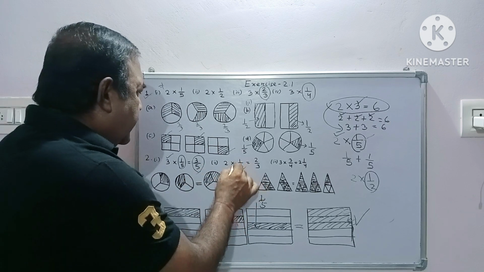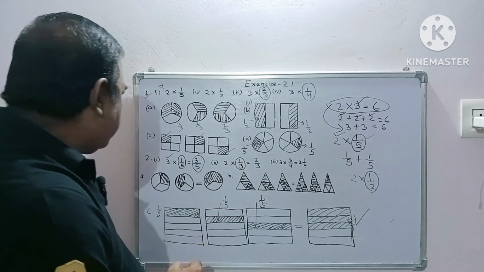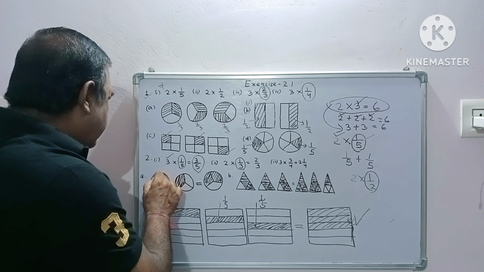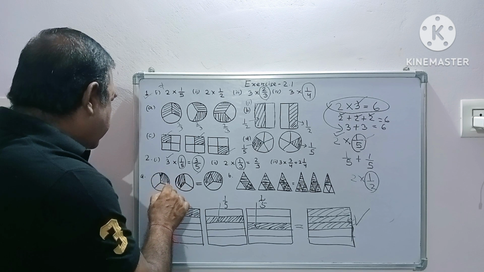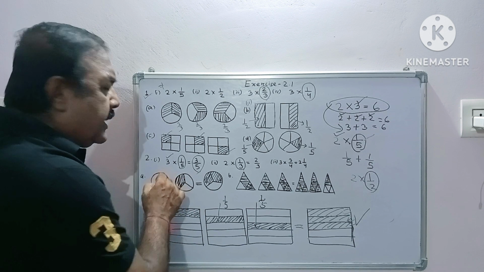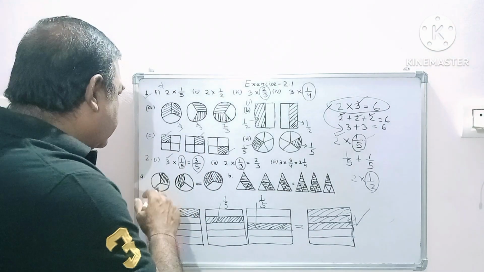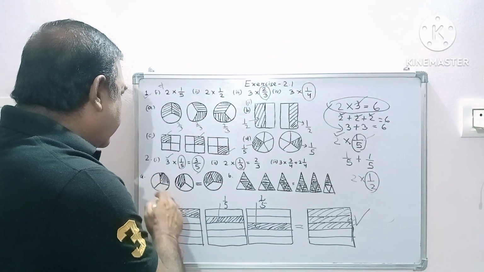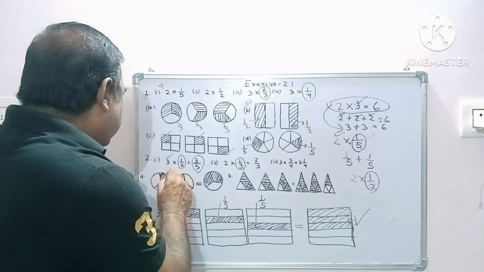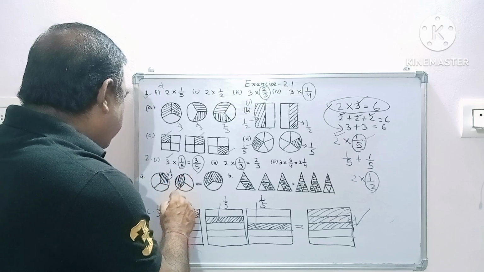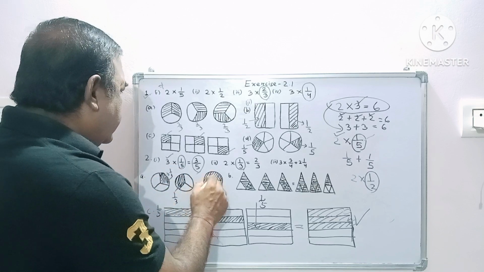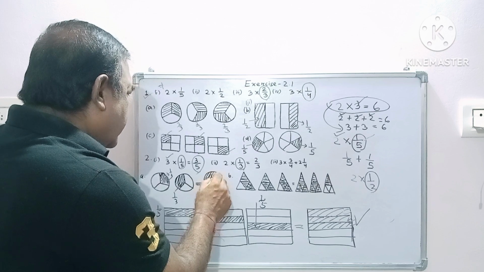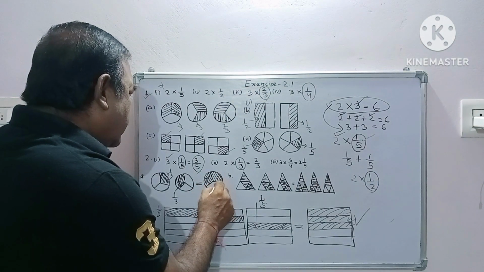Here it is 1 upon 3. Why it is 1 upon 3? And here is the picture, the complete picture. You see the circular picture here. It is divided into 3 equal parts and one part has been taken. Here it is 1 upon 3. Here it is 1 upon 3. So you see, here both the shaded parts, 1 upon 3 plus 1 upon 3, 2 upon 3.